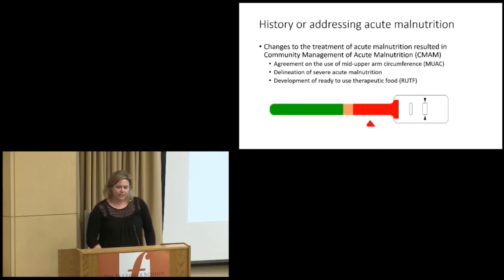So in terms of the history of where we are now in terms of addressing acute malnutrition, when I started off working, or some of you probably recall, there was a real inpatient focus. So most children were treated in a clinical setting, and so it was very difficult for a number of reasons to be able to have a clear understanding of how many children were actually in need of treatment, but also it was difficult to reach a large number of children because of the opportunity costs involved.